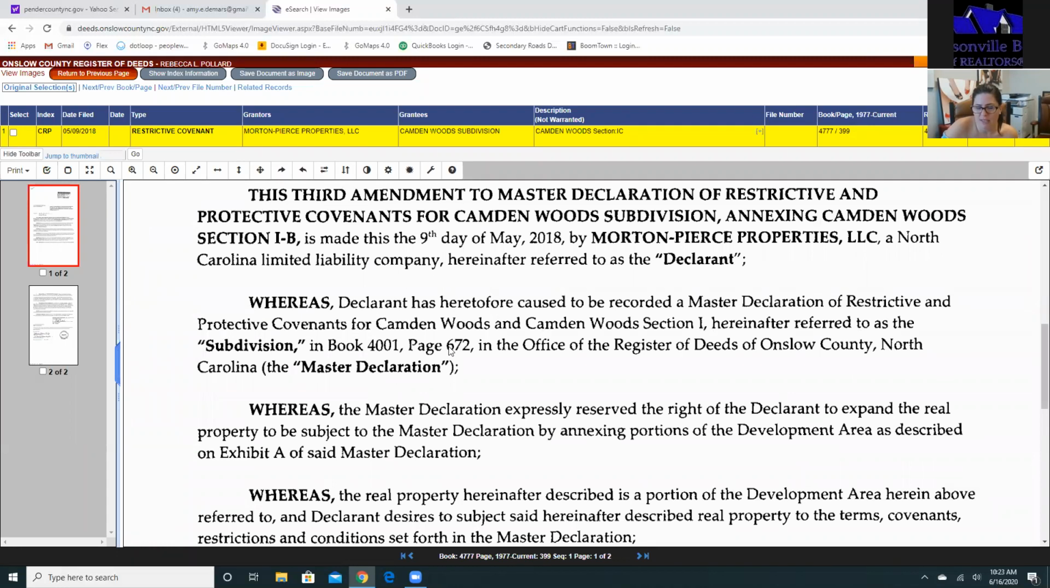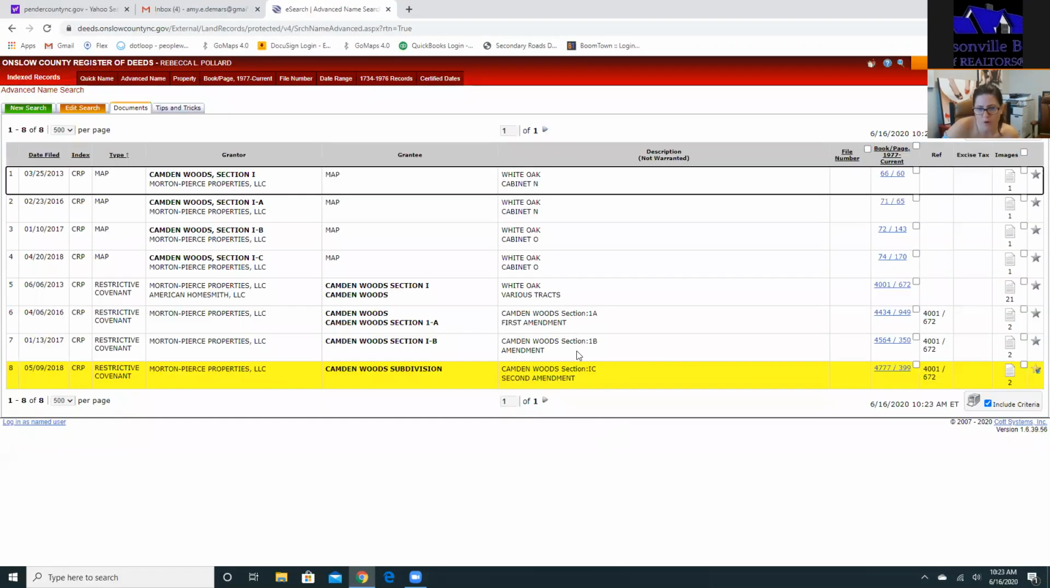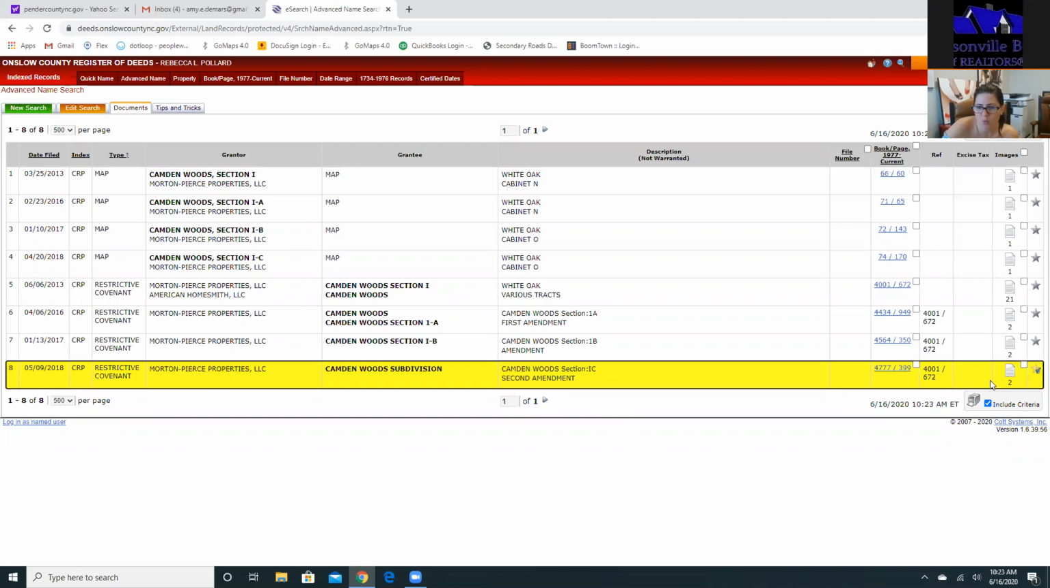And then it gave you this. If it also said that it was amending Section 1A and Section 2A here, it would give those book and page numbers. In that case, you want to make sure that your clients are getting all 4 of these. But it didn't. It just said that this 1C was annexing to this one right here, this 21 pages. So if you are in 1C, you don't need to include 1A and 1B. But like I said, that's just for this specific subdivision.